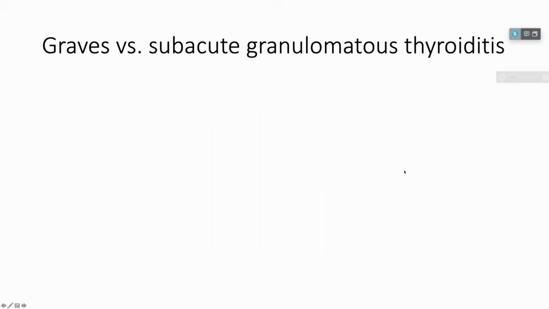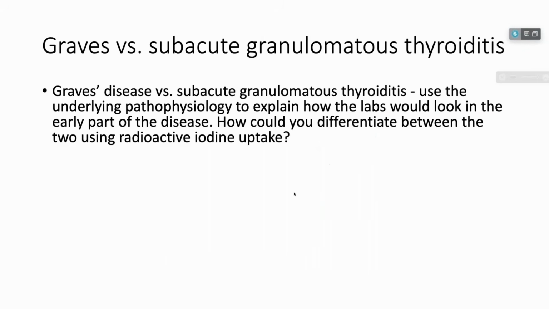So Sebastian, we kind of already talked about this, but use the underlying pathophysiology to explain how the labs would look in the early part of the disease for Graves versus subacute granulomatous thyroiditis. I think in both, the T3 and T4 will be high, meaning that if we measure the TSH and TRH, they will be low. Good. Yeah, exactly. So how could you tell the difference? Or similarly, what if someone was taking exogenous thyroid hormone? How could you tell the difference?